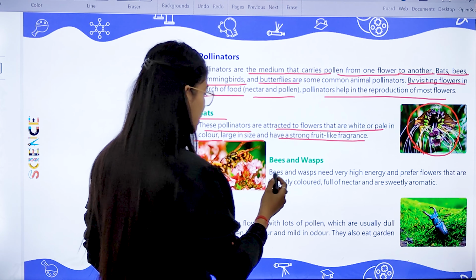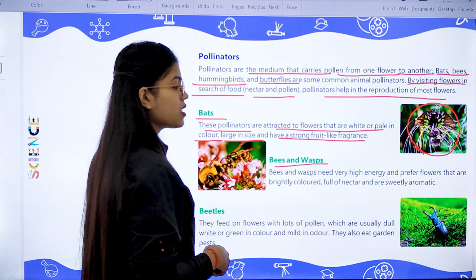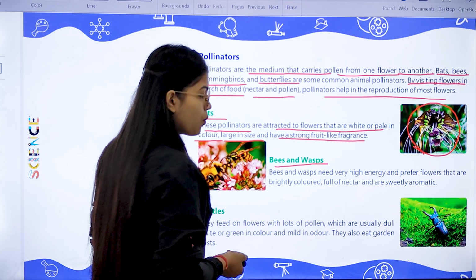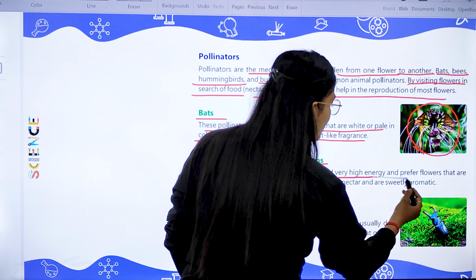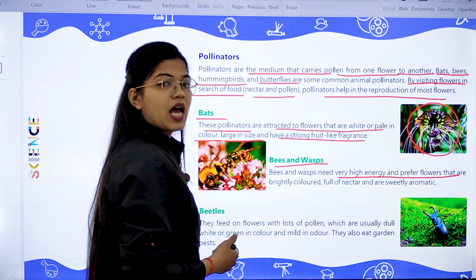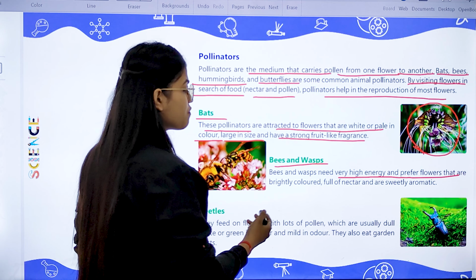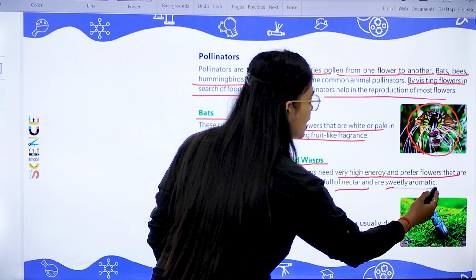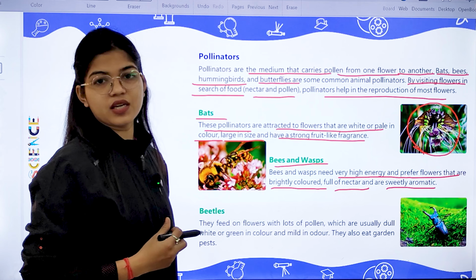Next we have what? Bees and wasps. These are also a kind of animal pollinator. They need very high energy and they prefer flowers which are very bright colored, full of nectar, and sweetly aromatic.